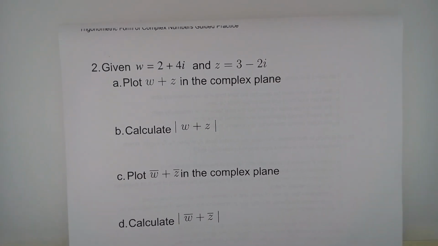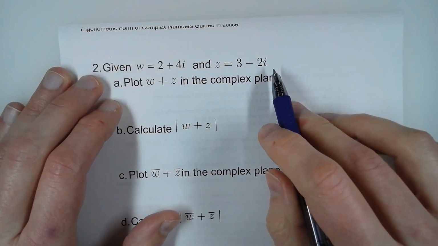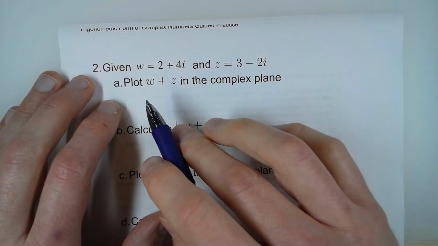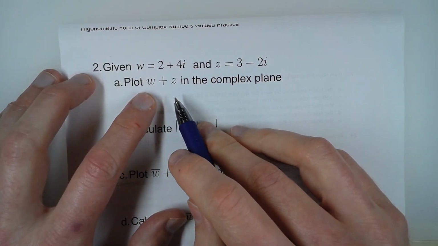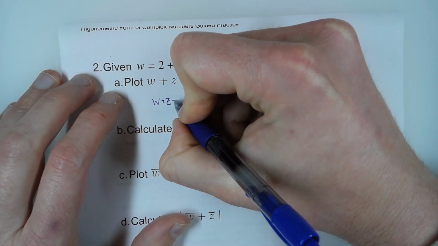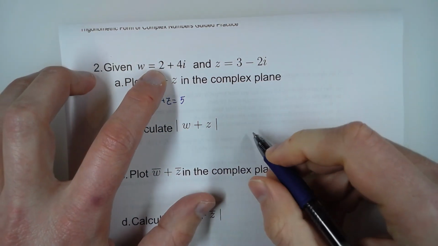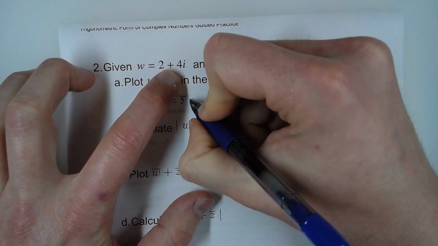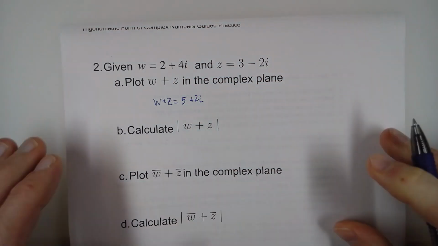Now on the second page, here we have 2 complex numbers. 2 plus 4i is w, and 3 minus 2i is z. So for part A, we want to plot w plus z. So first we have to add them. So I'm going to add the real components. 2 and 3 equal 5. 4i and negative 2i equal positive 2i.